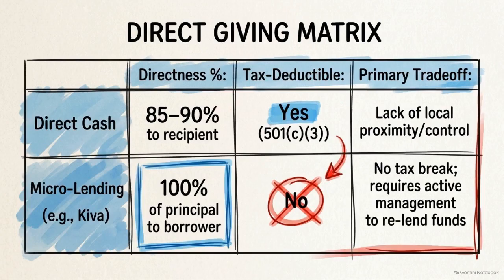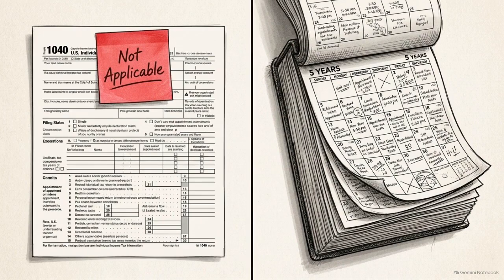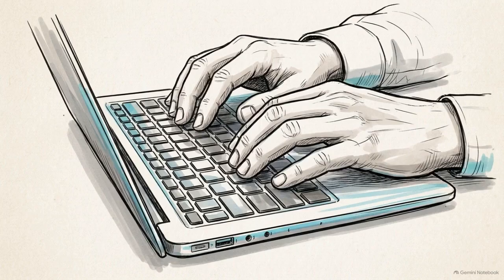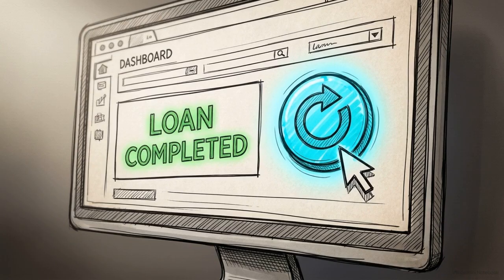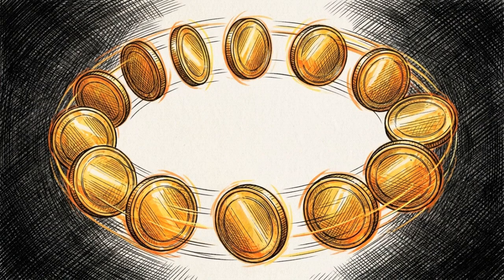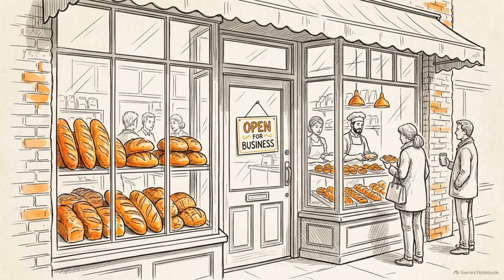We can add microlending to our matrix here. It boasts a 100% directness rate for the principal given to the borrower, but note the tax status. Because you technically get the money back, the initial output is not tax deductible. That lack of a tax break is the core operational trade-off. You are trading a deduction for longevity. It also requires active management. To keep the impact going, you have to consciously log back into the platform and re-lend the funds once a loan clears. Microlending transforms your philanthropy from a one-way financial write-off into a revolving portfolio. It fits perfectly if you prioritize sustained economic empowerment over an immediate tax break.